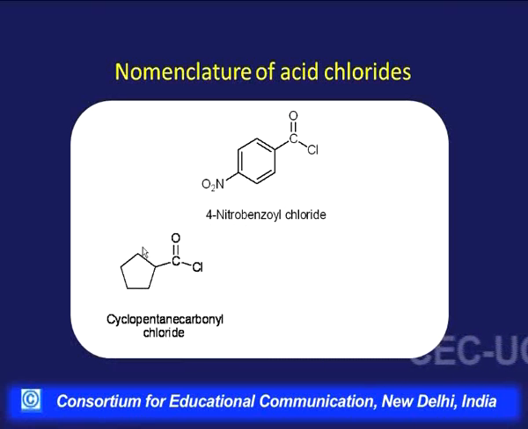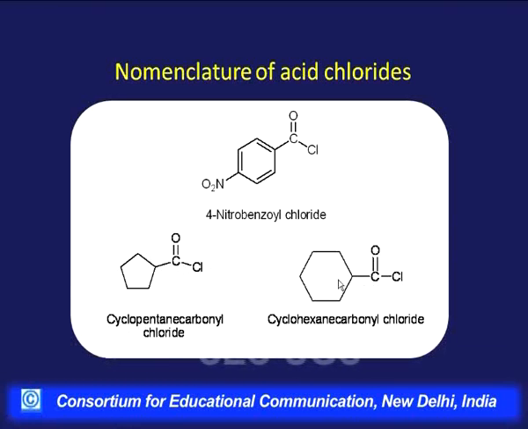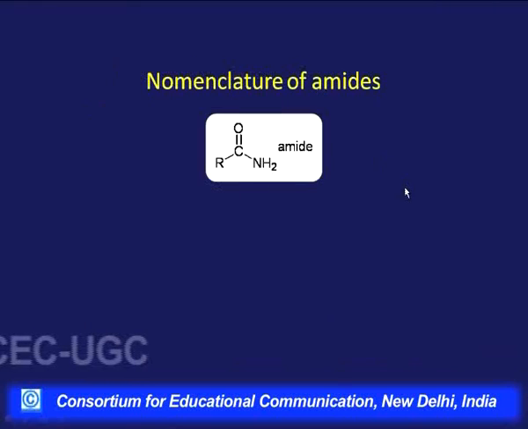This is a saturated 5 carbon ring compound, cyclopentane, and its acid has been converted into the acid chloride. So, this will be named cyclopentane carbonyl chloride. If it is a 6 carbon ring, then it is similarly named cyclohexane carbonyl chloride. So, this way we can name the saturated cyclic acid derivatives or aromatic acid derivatives.